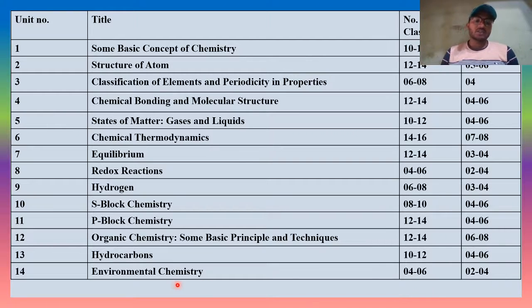And next is environmental chemistry. For environmental chemistry, I will give you 4 to 6 classes and 2 to 4 marks in your exam. So this is a very short and brief introduction, a very short idea about your syllabus. Approximately, in total I will give you 140 to 160 classes, and the maximum marks covered are 70.